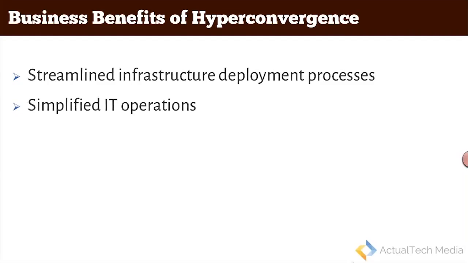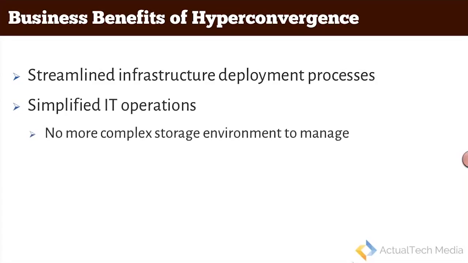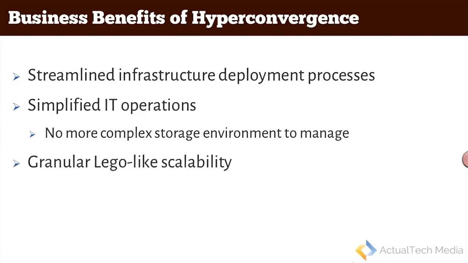You get simplified IT operations, so provisioning applications faster, greater efficiency, better use of the storage, no more complex storage environment to manage. So you could essentially get rid of the SAN or the NAS and everything that goes along with that, the maintenance contracts, the certification, and you could get this granular Lego-like scalability. When you need to add more capacity, instead of looking at the SAN and saying we need to add these drawers and all these disks, with hyperconvergence you just add a new physical server, and along with that comes storage as well as compute, and you're scaling your storage and your compute together.